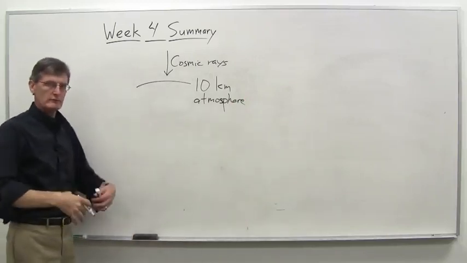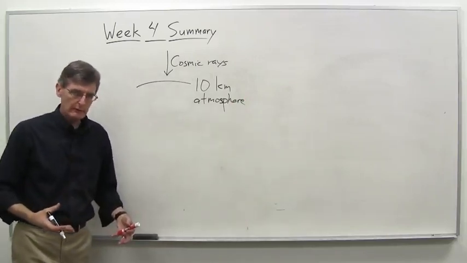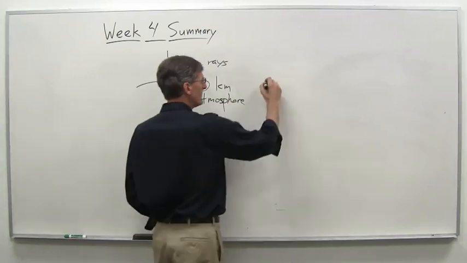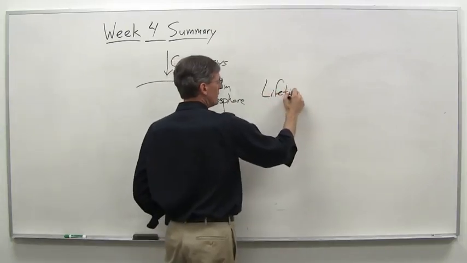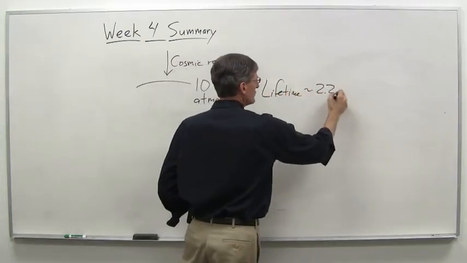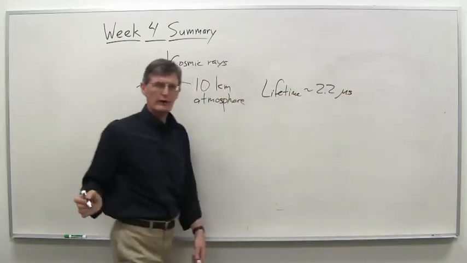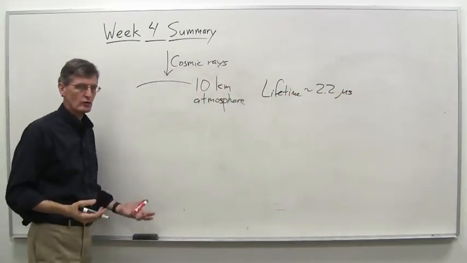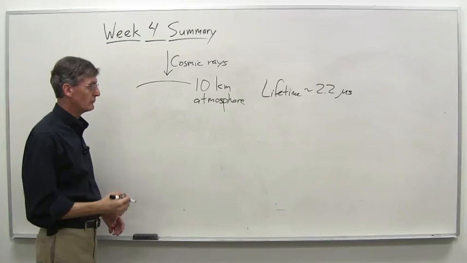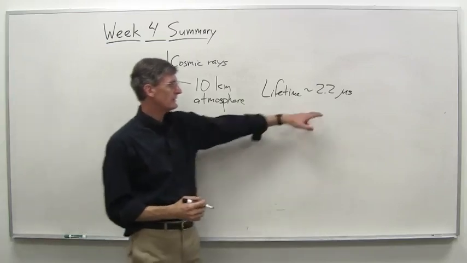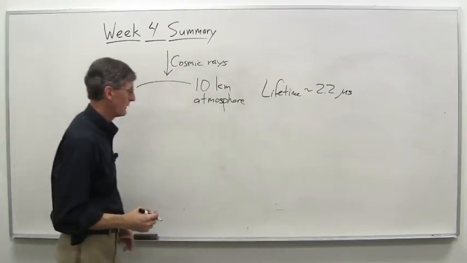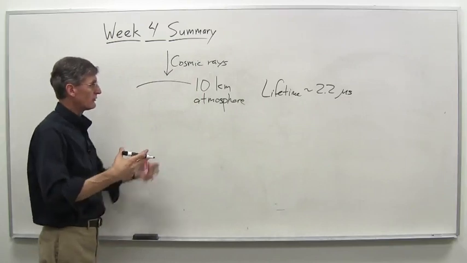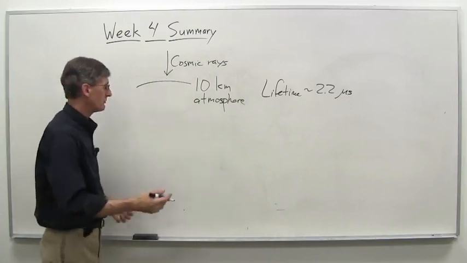And it turns out we can study the muon in the laboratory. The muon has a lifetime of about 2.2 microseconds, a very short lifetime, 2.2 millionths of a second. This is mu for microseconds there. And so these cosmic rays generate these muons.